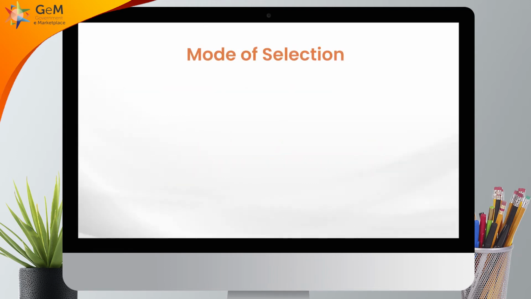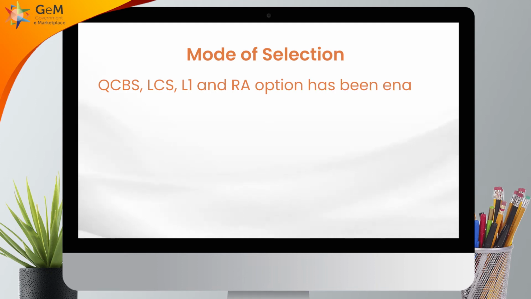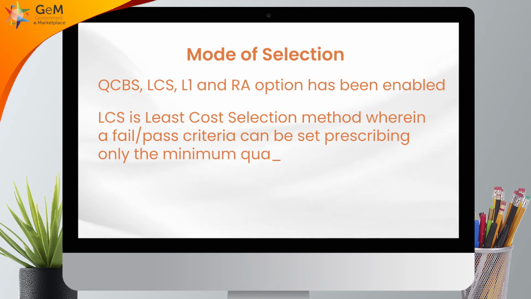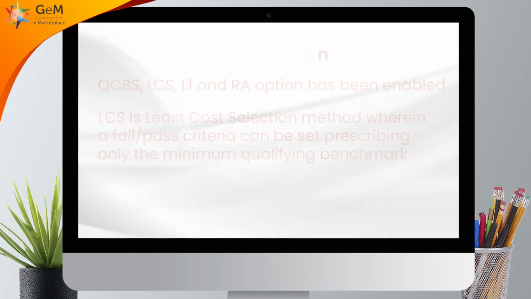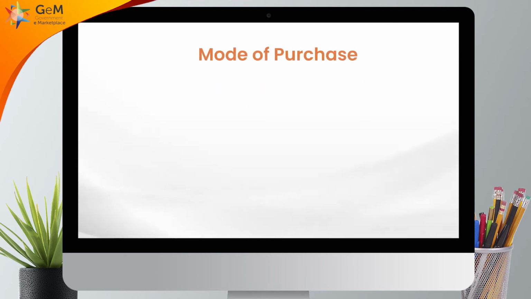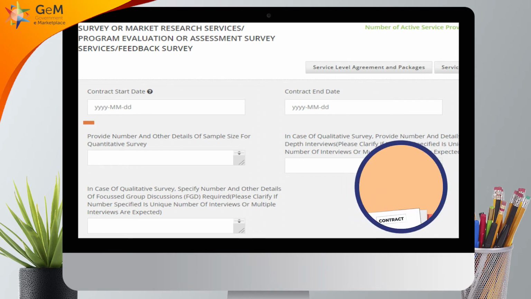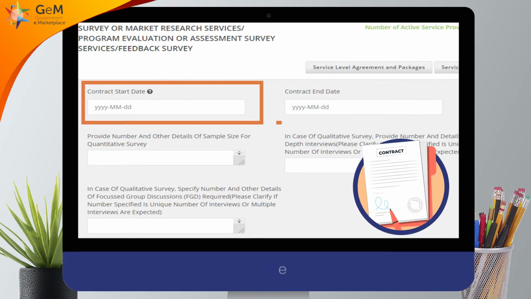Mode of selection. QCBS, LCS, L1 and RA option has been enabled. LCS is least cost selection method, wherein a fail or pass criteria can be set, prescribing only the minimum qualifying benchmark. Mode of purchase. This service will be available only for bids. Buyer can enter the tentative contract start date, end date.